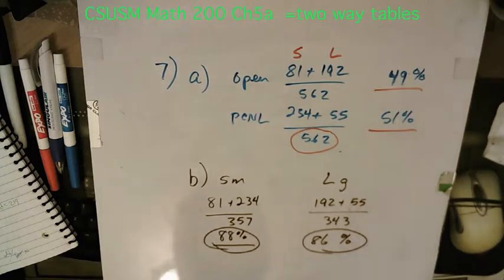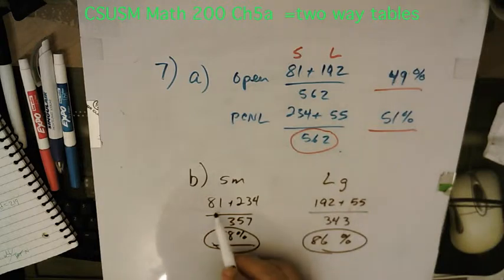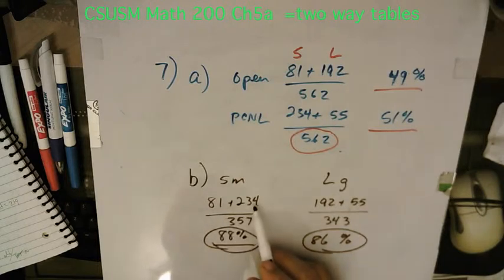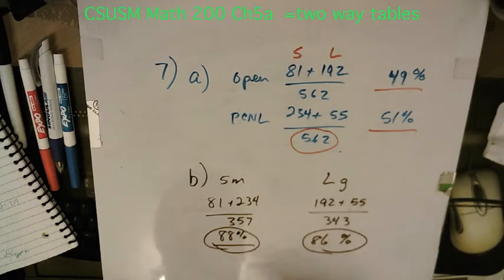In part B, they ask us to look at the total success of small and the total success of large and find out the percent of success of those. So we add up the successes of the 2 types of operation, 81 and 234, out of the total of 357 for the successes in the small, and we do the same thing in the large. We find out that the small success is 88% and the success in the large stones is 86%.